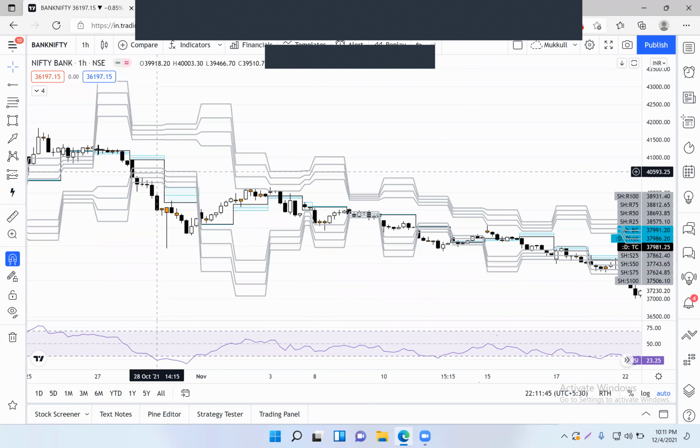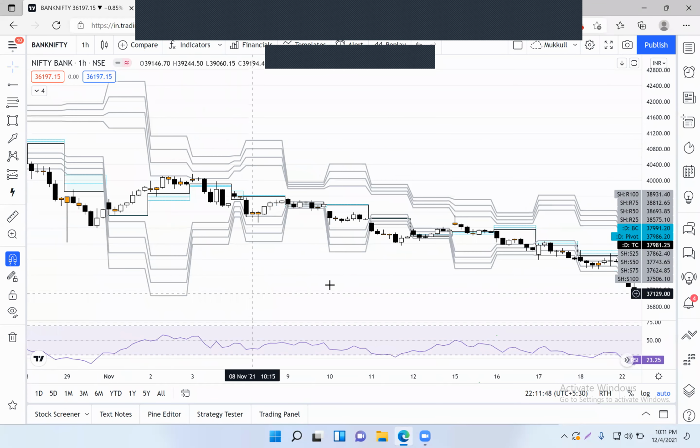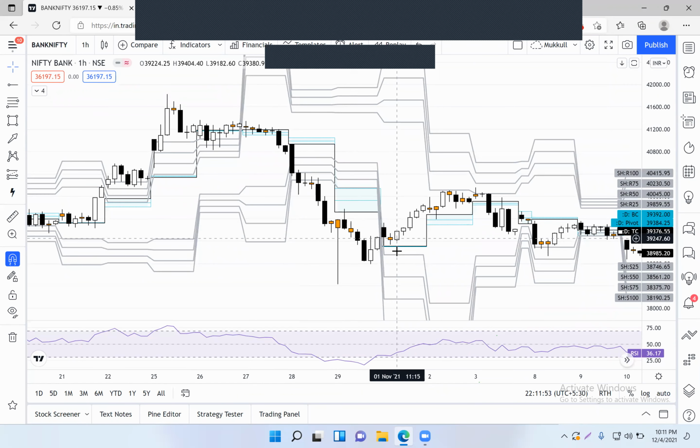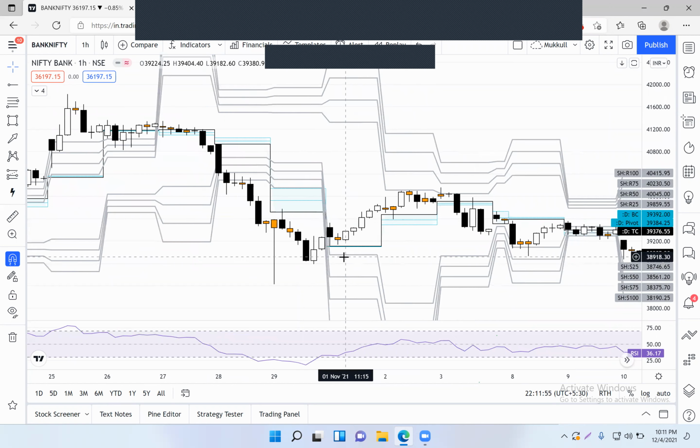1, 2, 1, 2, 3. Yes, again this is also a good setup. ये देखिए 1, 2, 3. Okay, now see, इधर प्राइस टच ही नहीं किया. Okay, टच करने से पहले ही वो CPR का सपोर्ट लिया and target hit.